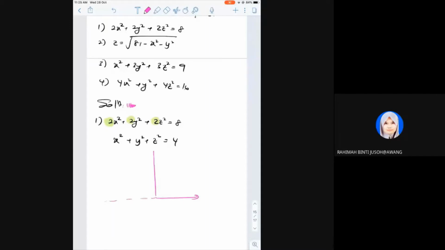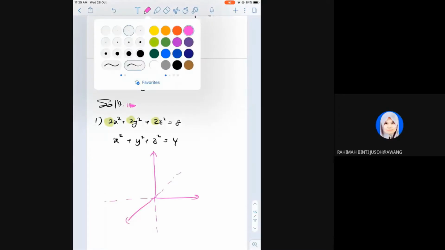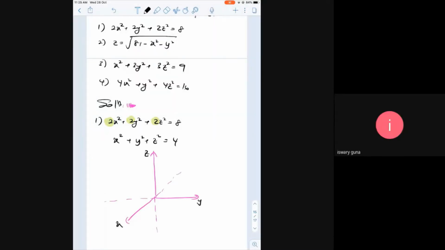Sphere ni paling mudah lah. So X, Y and Z. So we have this. Okay. So the radius should be, here is 2, positive 2, depan ni 2, kiri negative 2. Belakang negative 2. Bawah ni negative 2. Like that.